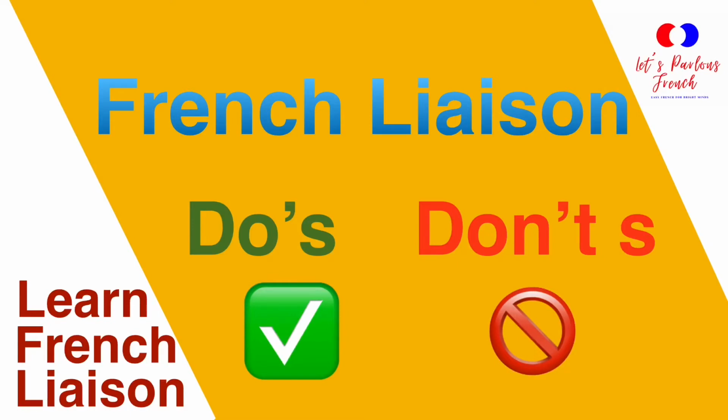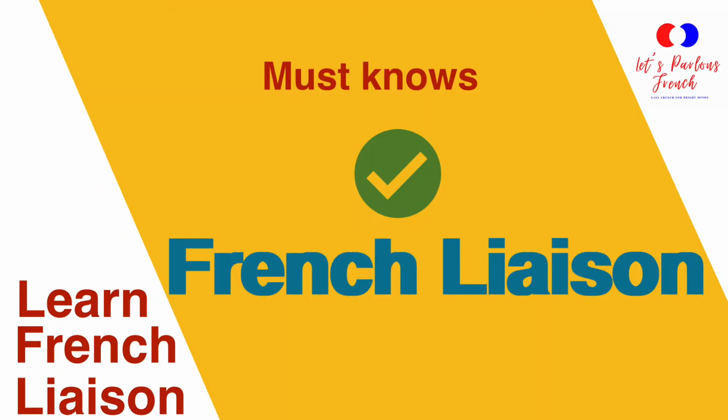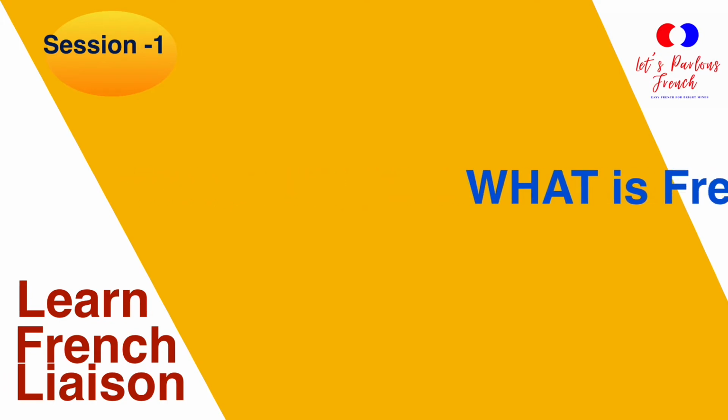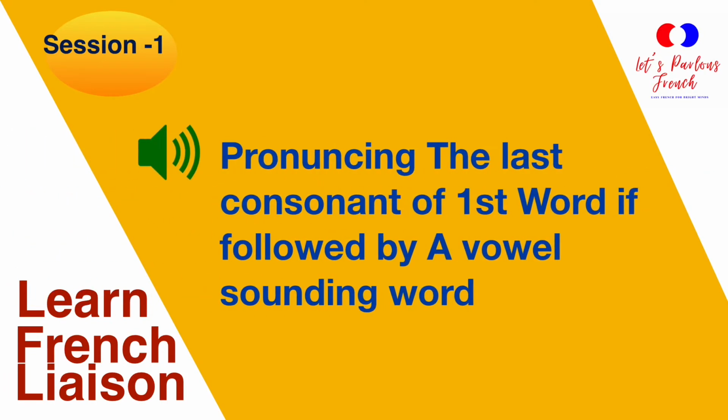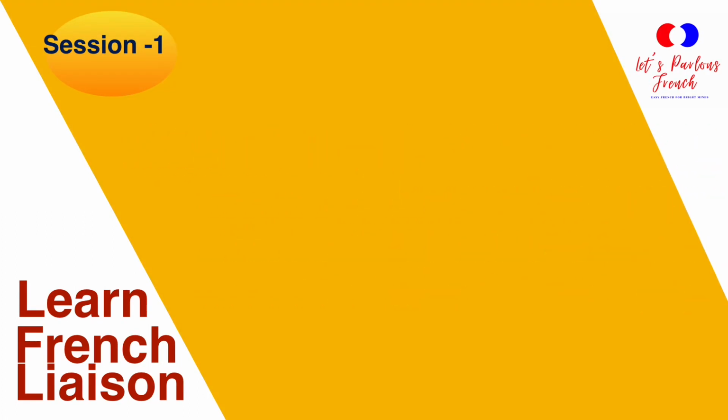Let's begin with French liaison, the do's and don'ts. This is session 1. In this session I'll give you a brief introduction of must-knows about liaison. So what is French liaison? French liaison is pronouncing the last silent consonant of the first word if followed by a vowel-sounding word.